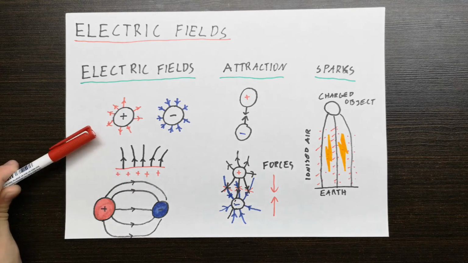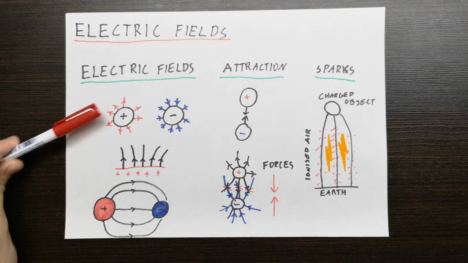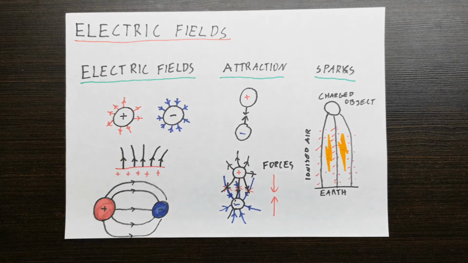Like we can see here, a positively charged sphere has electric field lines going out, and a negatively charged one has electric field lines going in. Those lines essentially represent the electric field, because the electric field forms these lines, and they are very important for understanding how electric fields work.